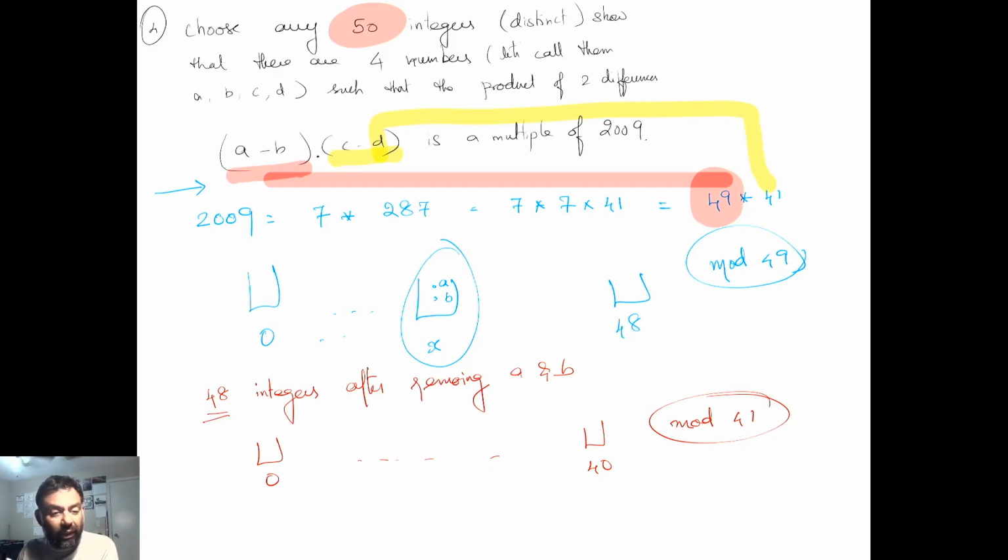So if I had 48 integers, then there should at least be 2 of them which will fall into the same bin. And those 2, let's call them C and D. These 2 will be such that the subtraction between these 2 will be a multiple of 41. And that's all the question is. So it's exactly the same as the previous question. It's one slight tweak in the sense that it is asking you to use the same idea twice.